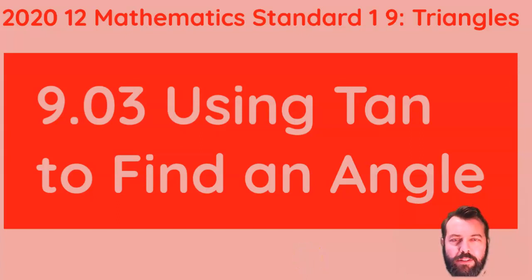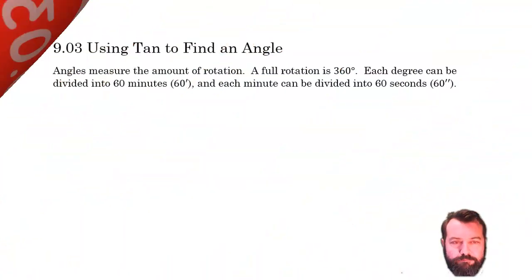In our last exercise we used the tan ratio to find the length of the opposite side given the adjacent. Today we're going to do the opposite, in a way, and use the opposite and adjacent sides to find the angle. But first of all we're going to talk a little more about angles.